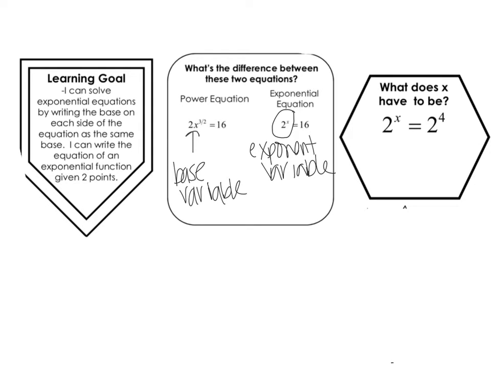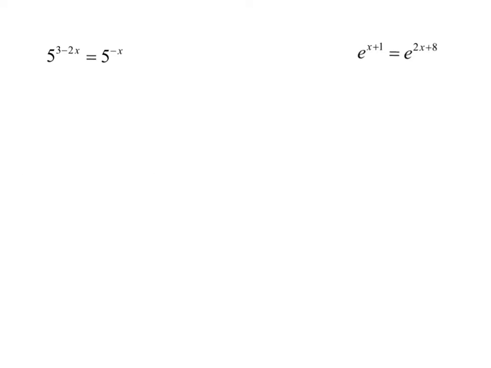Really quick brain teaser. What does x have to be in this situation? If the bases are the same, we can just compare the exponents, right? So what are the exponents? What's the x going to have to be? It's going to have to be 4, right?